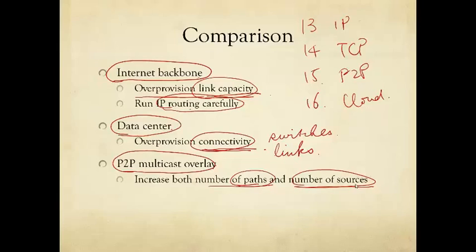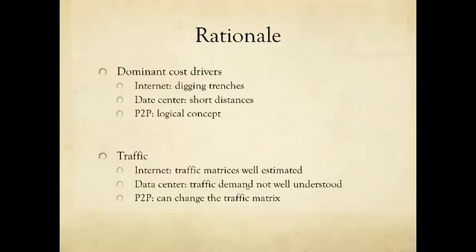And this is a progression from provisioning capacity carefully and running routing, to going through a connectivity provisioning, and eventually to provisioning the number and the location of the sources. And let that scale together with the number of paths or the number of trees that we're going to use across the chunks.